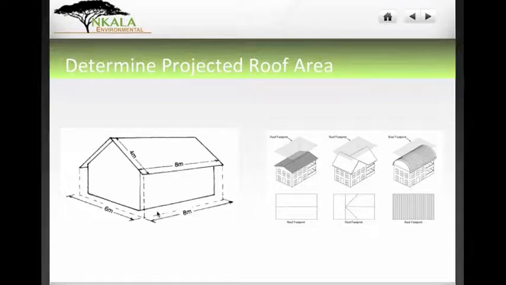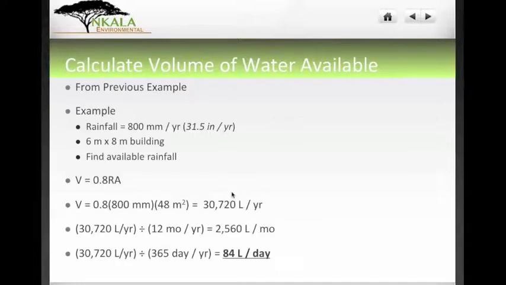So based on your design drawings that are to scale, of course, or your field measurements, going out and measuring the dimensions of your building, you can determine that footprint. So for this building here, you see 6 meters by 8 meters. And that's the footprint that we'll use for our projected roof area. So that becomes very important.